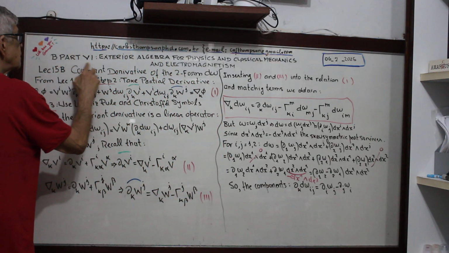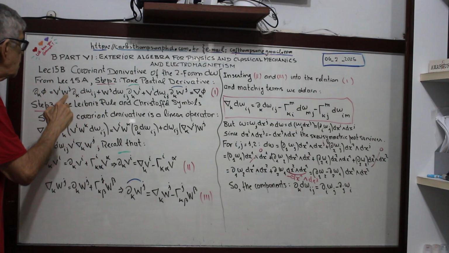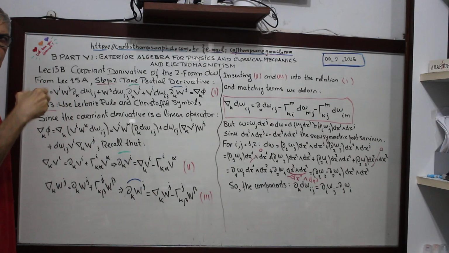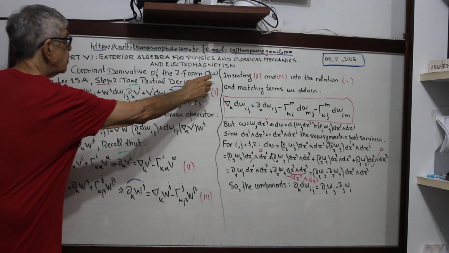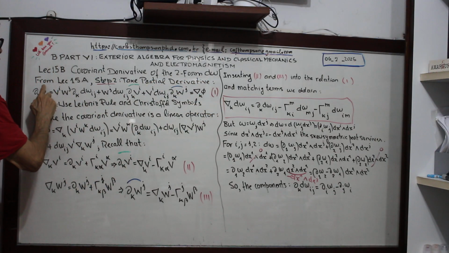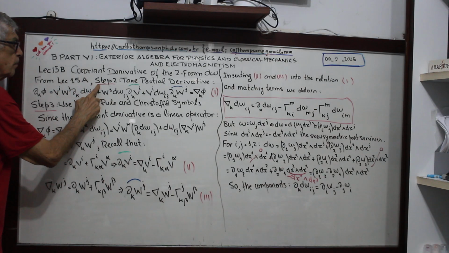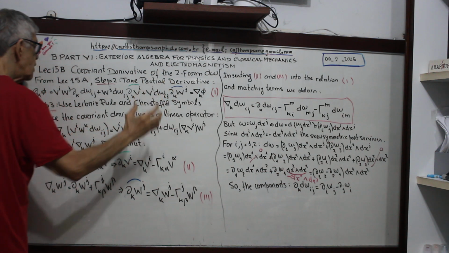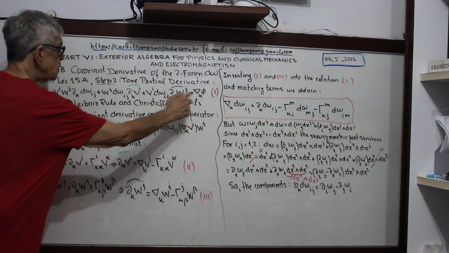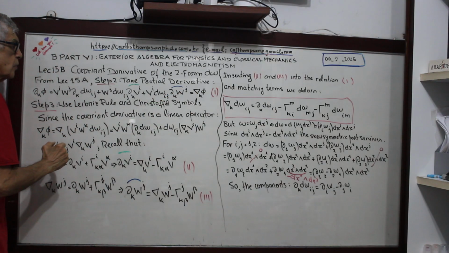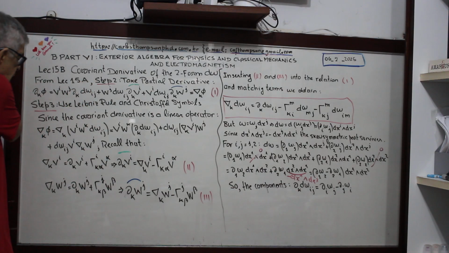B part 6, exterior algebra. Now, lecture 15B, following the previous lecture 15A, covariant derivative of two-form d omega. For this case, for lecture 15A, step 2, take partial derivative. I just copy from there and I'm right over here. You see, that we derived in relation the lecture 15A.